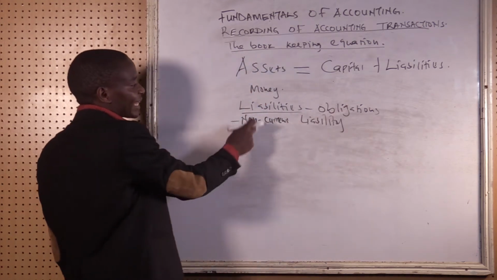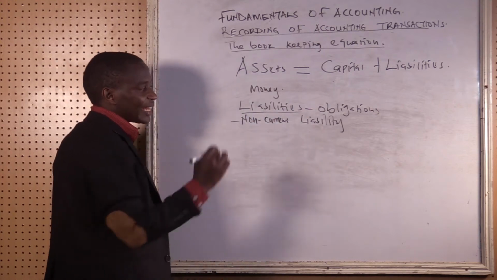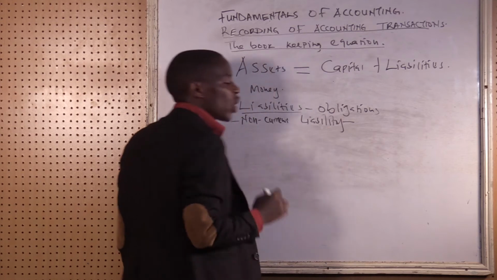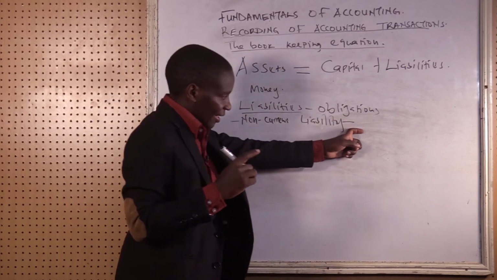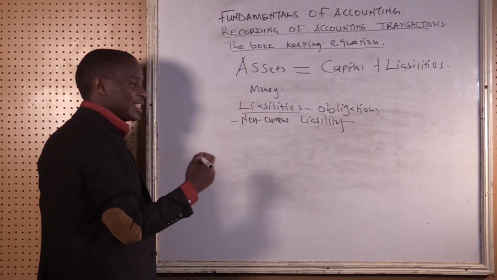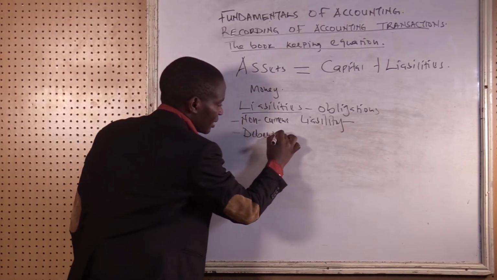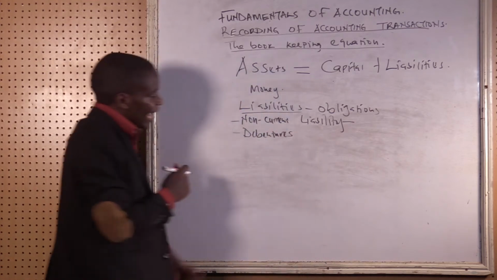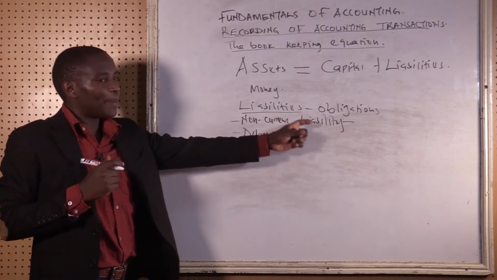When we talk of non-current liability, this is an obligation that is supposed to be honored in a period of more than 1 year. And these particular obligations include things like debentures. A debenture is called a loan from the public.